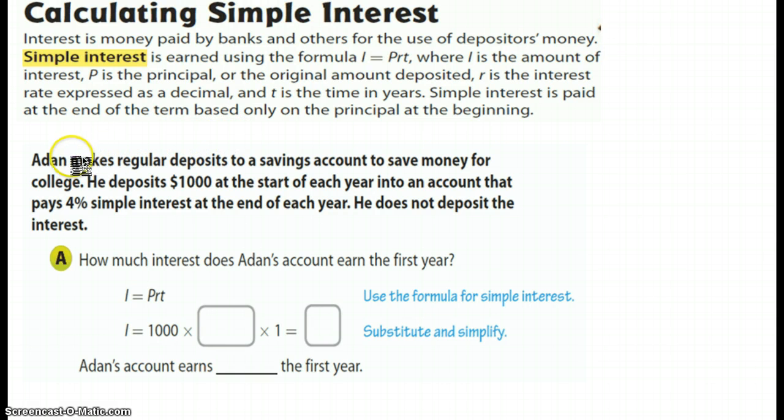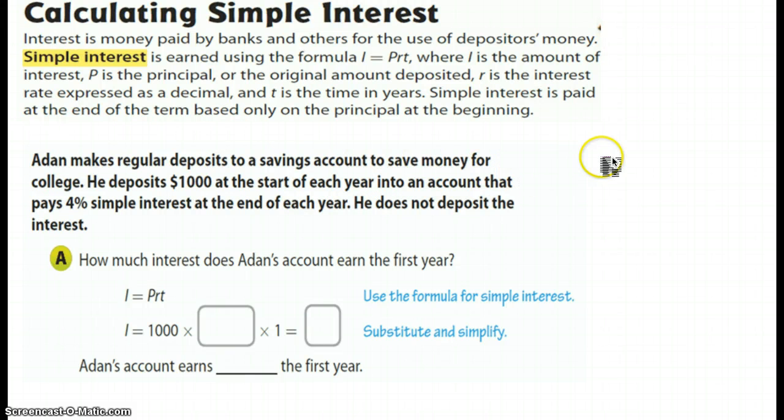So Adam makes regular deposits to a savings account to save money for college. He deposits $1,000 at the start of each year into an account that pays 4% simple interest at the end of each year. And it says he does not deposit the interest. Very key thing here.